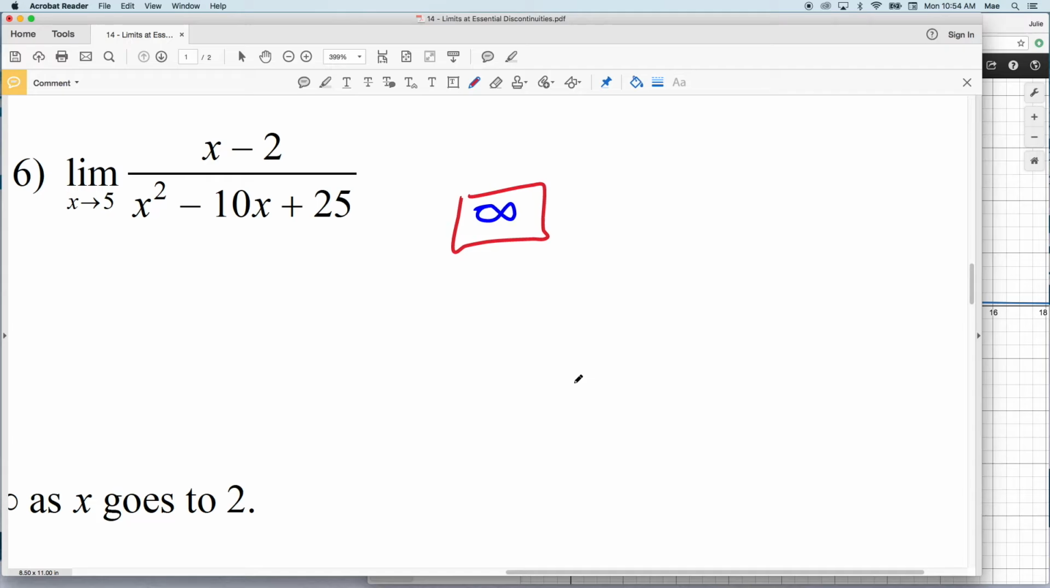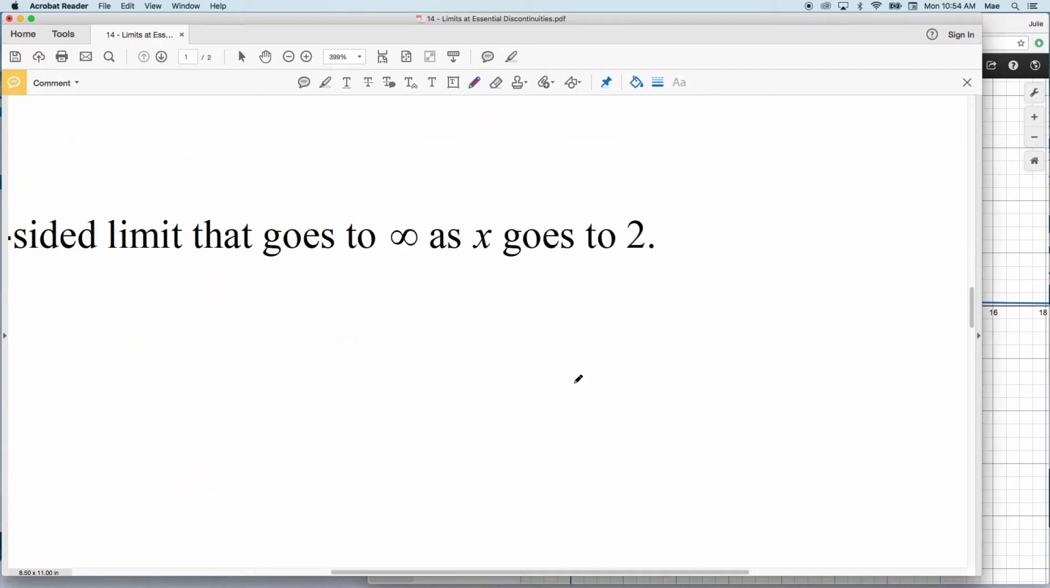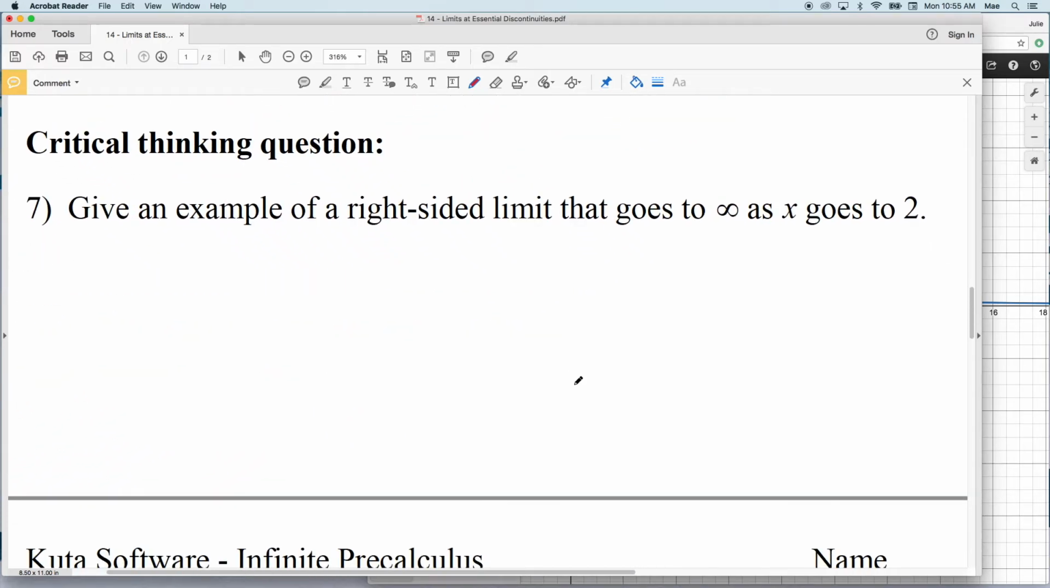Now, on to our last problem, our critical thinking question. For number 7, it says to give an example of a right-sided limit that goes to infinity as x goes to 2. So it's important to note that this is a right-sided limit. So it's the limit as x goes to 2 from the right-hand side, which is the positive side. So we're finding the limit of some function f of x as x approaches 2 from the right.